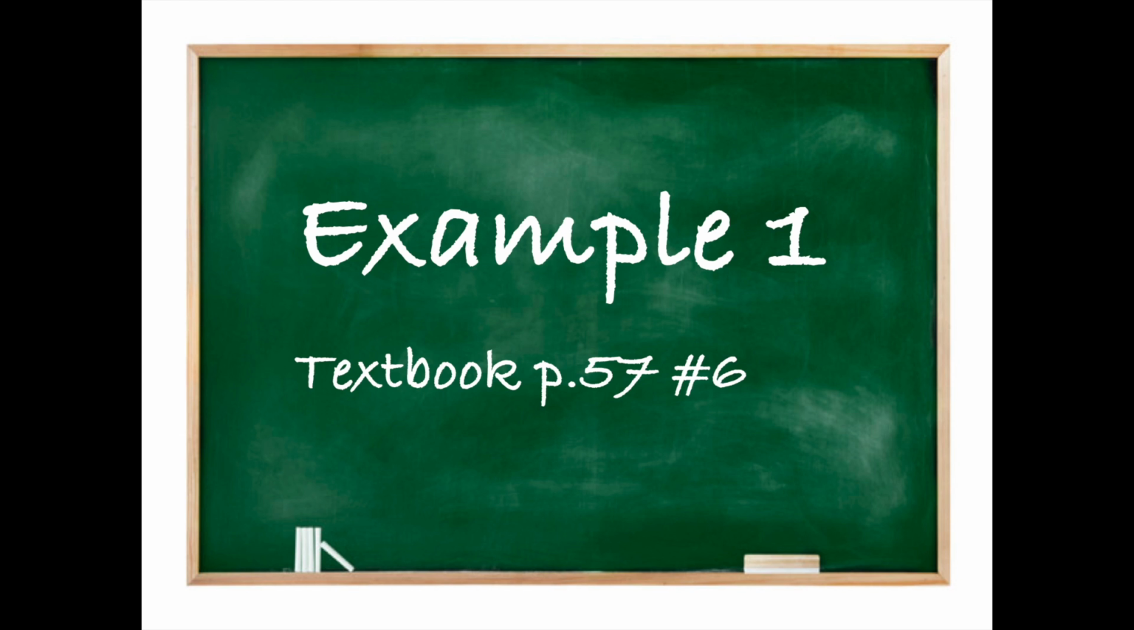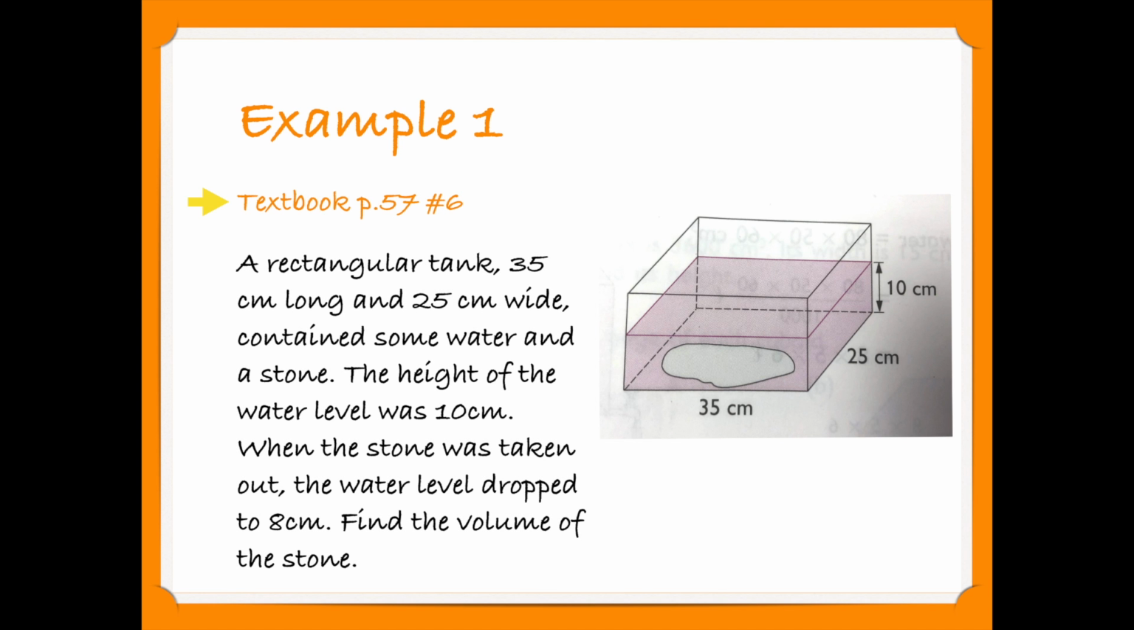Example 1, textbook, page 57, number 6. A rectangular tank, 35 centimeters long and 25 centimeters wide, contained some water and a stone. The height of the water level was 10 centimeters. When the stone was taken out, the water level dropped to 8 centimeters. Find the volume of the stone.